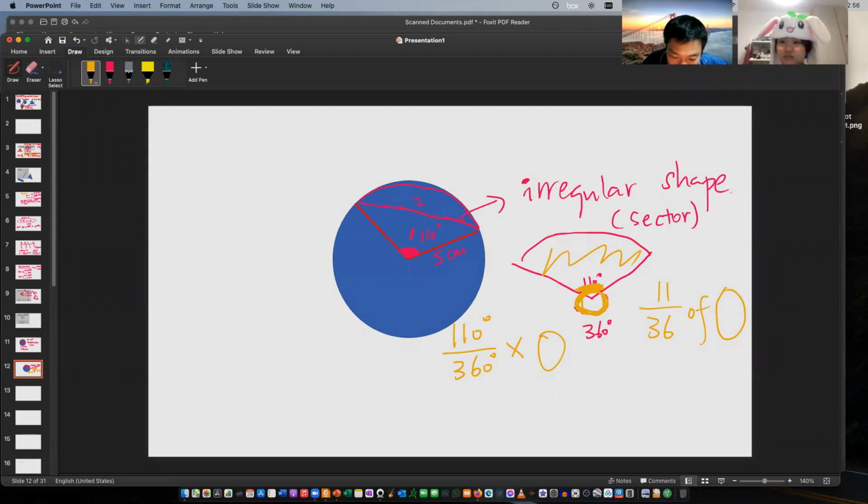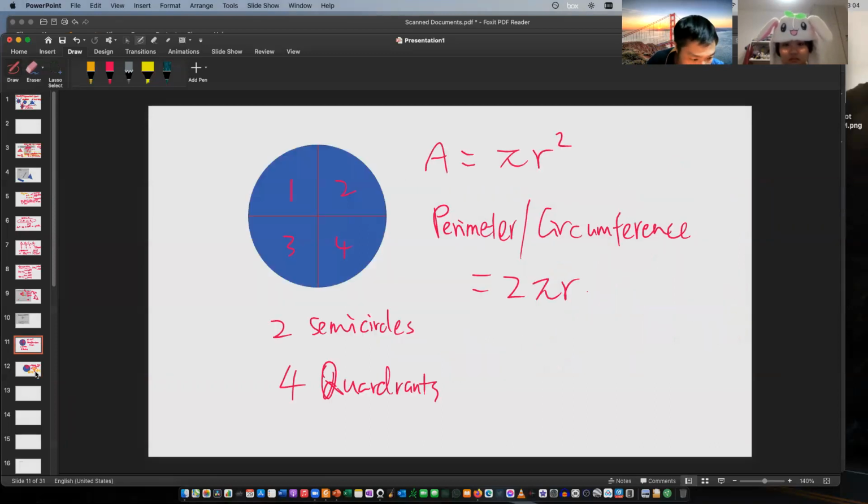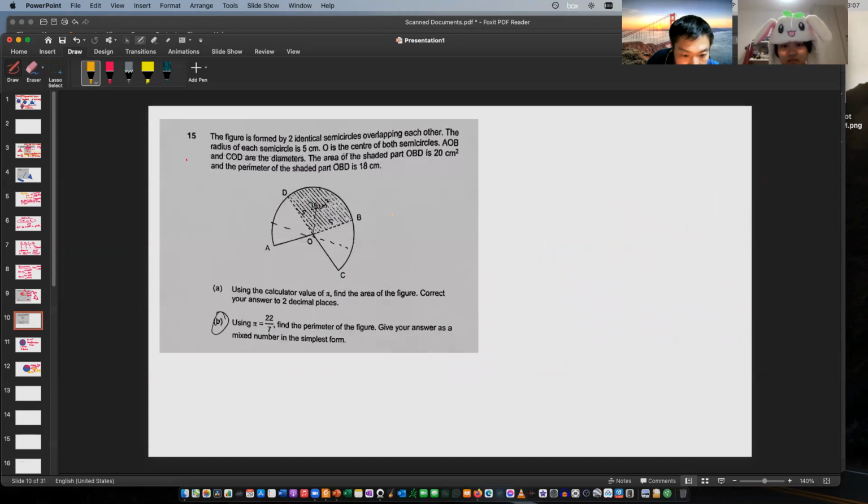So let's go back to this question. Can you see the similarity between this concept and this question? They give you the area of the shaded part is 20. So it means they already give you 20. I know how to do this question. For the whole entire thing, I know how to do this question.